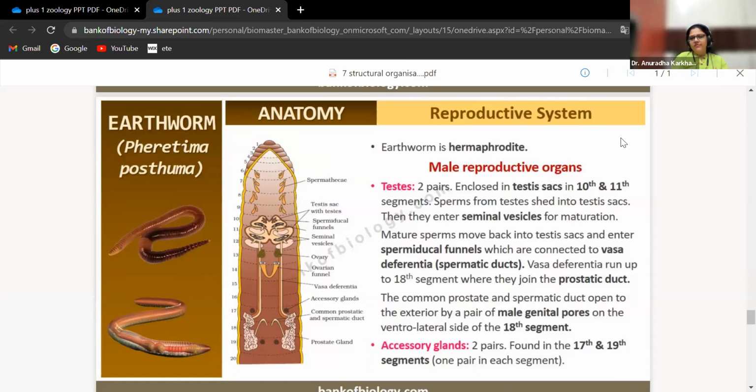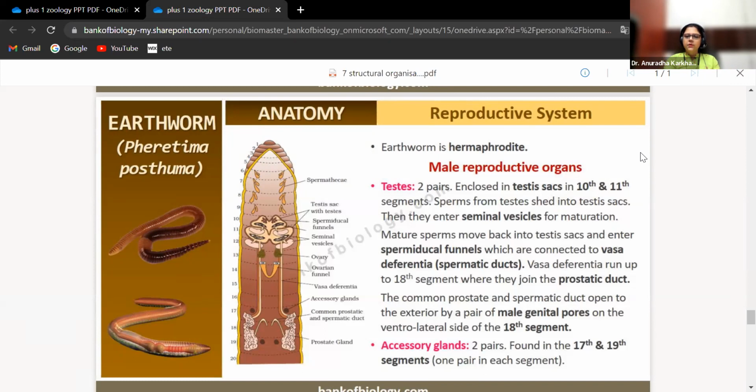Well, earthworm is a hermaphrodite. I had talked about earlier that both the sexes are present in the same organism. Someone had used this word, right? Of course. In the male reproductive organs, the first is the testes.